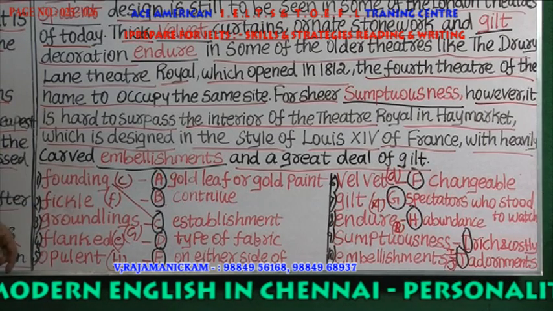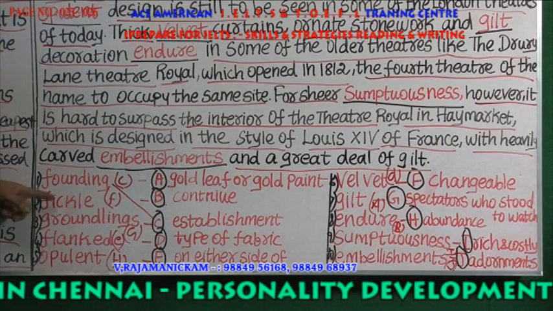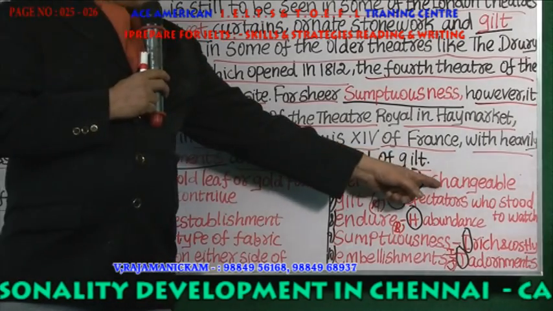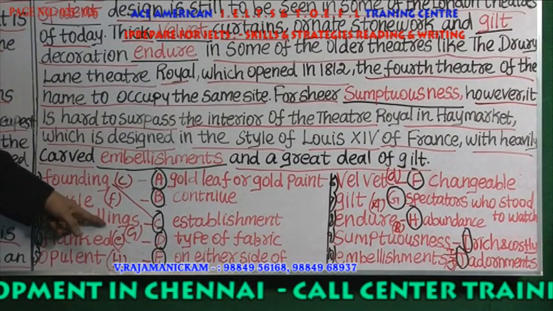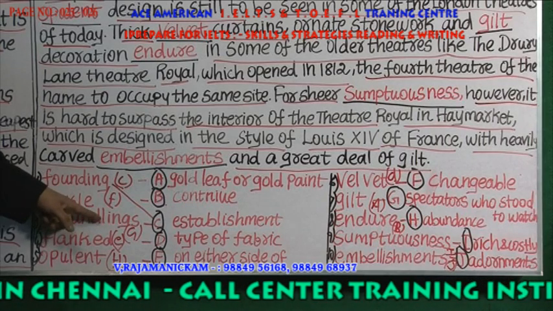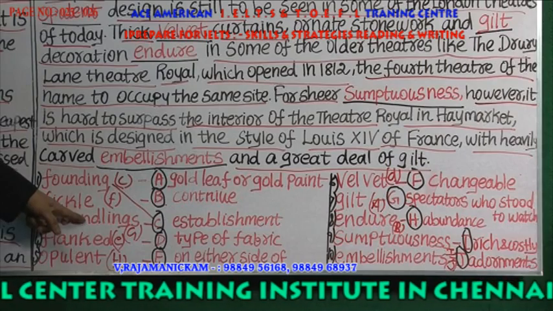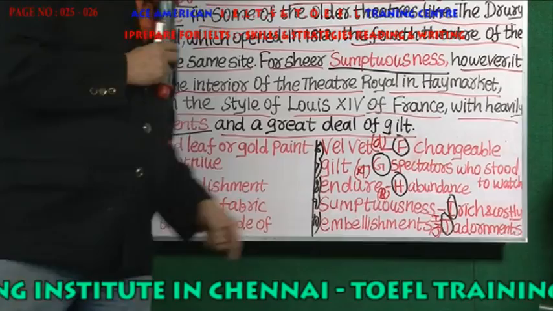ஆக ஃபவுண்டிங்க்கு எந்த வார்த்தையை யூஸ் பண்ணலாம்? Establishment, நிரூபித்தது என்று சொல்லலாம். ஃபிக்கில் என்றால் என்ன? Changeable என்று சொல்லக்கூடிய, மாறிக்கொண்டிருக்கக்கூடிய என்ற அர்த்தத்திலே வருகிறது. கிரவுண்ட்லிங் என்றால் என்ன? நின்று பார்த்து கொண்டிருக்கக்கூடிய. இது எந்த வார்த்தையை சொல்லலாம்? Spectators என்றால் பார்வையாளர்கள், who stood to watch.